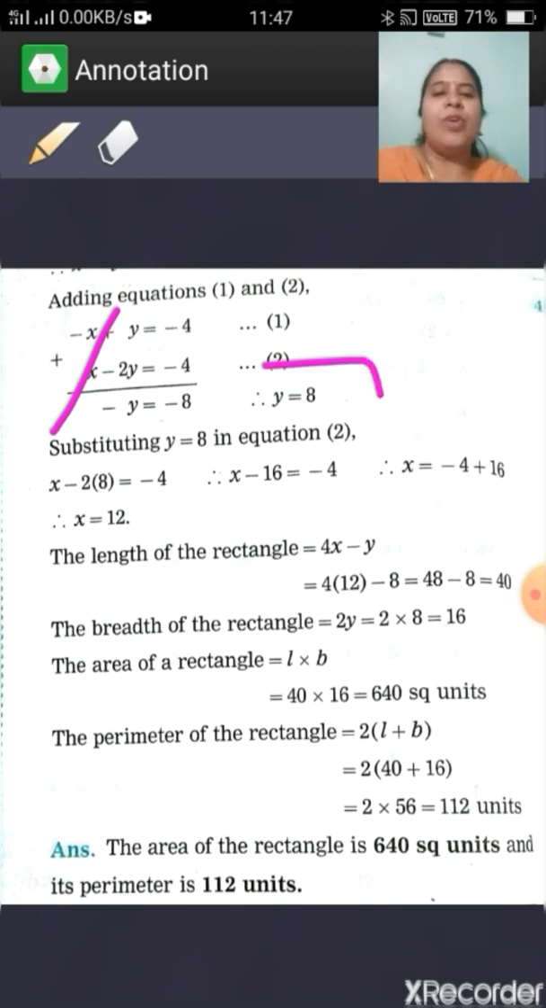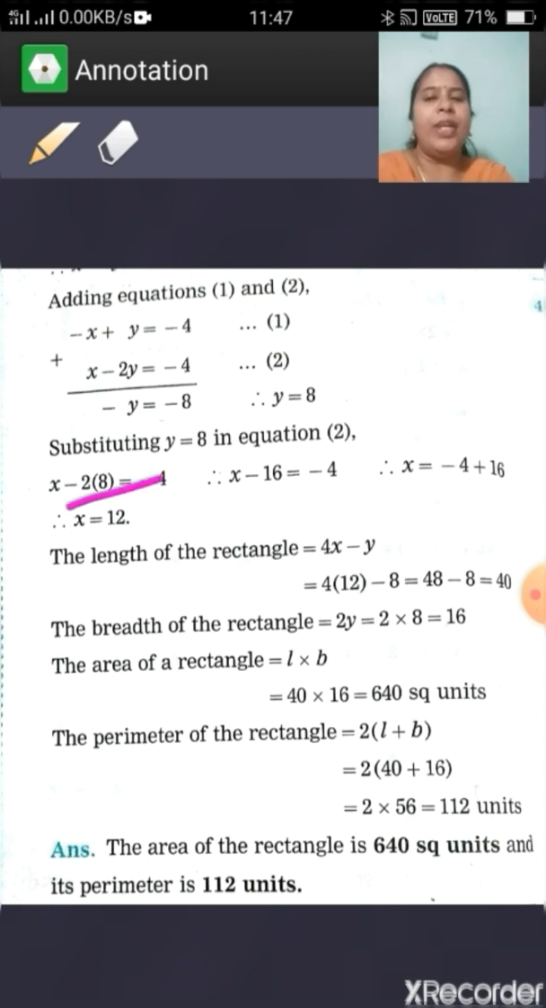So this is one of the variables which we wanted. Now what we want is the value of x. We will substitute this y is equal to 8 in equation number 1 or 2. Here I am substituting it in equation number 2. So we get x minus 2 into 8 is equal to minus 4. On further simplifying, 2 into 8 will become 16. So x minus 16 is equal to minus 4.